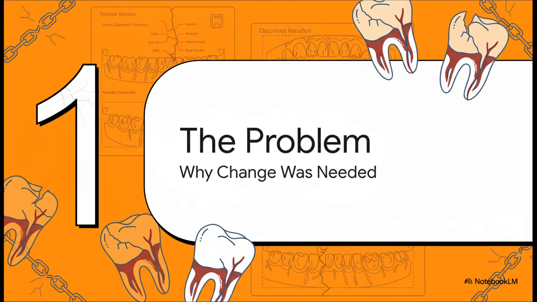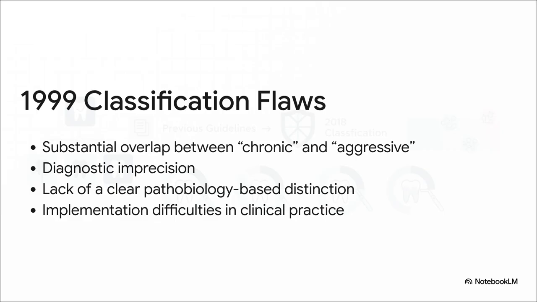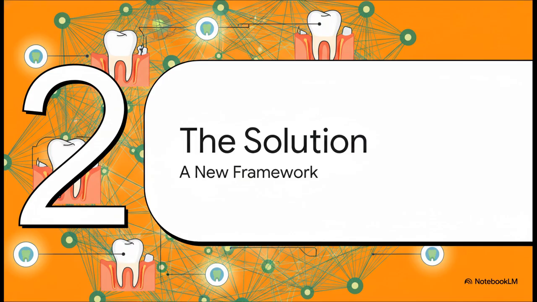So first things first, why fix what wasn't totally broken? Well, let's take a look at the problems with that old 1999 classification that really pushed the need for this big change. At the end of the day, the old system was just, well, it was fuzzy. There was this huge gray area between chronic and aggressive. You'd see a younger patient with severe bone loss and wonder, is this aggressive or just really advanced chronic? That diagnostic imprecision made it tough to be consistent, which was a real problem for both patient care and for research. And that's where the new framework comes in. To fix those problems, it gives us this awesome, multidimensional approach that paints a much richer and more descriptive picture of what's going on with each patient.